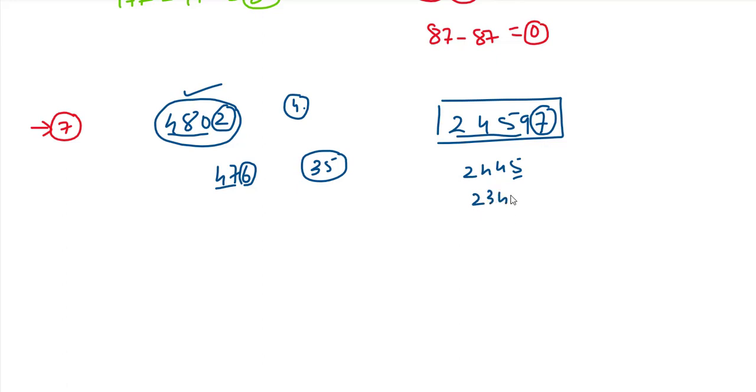Still it is not clear. We'll again repeat the same procedure. So 23 minus 8 will give us 15. Now 15 is clearly not divisible by 7. Hence we can say that this entire number is not divisible by 7.